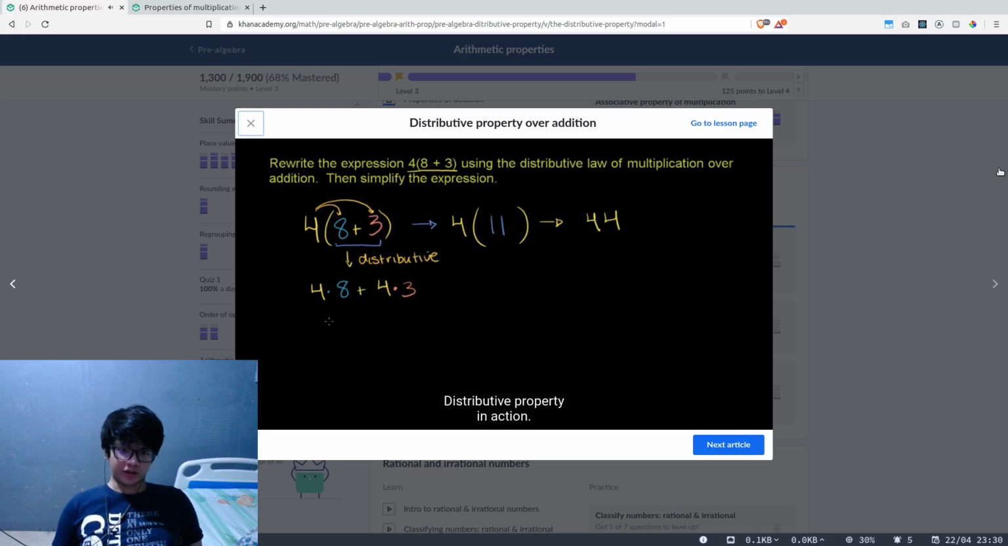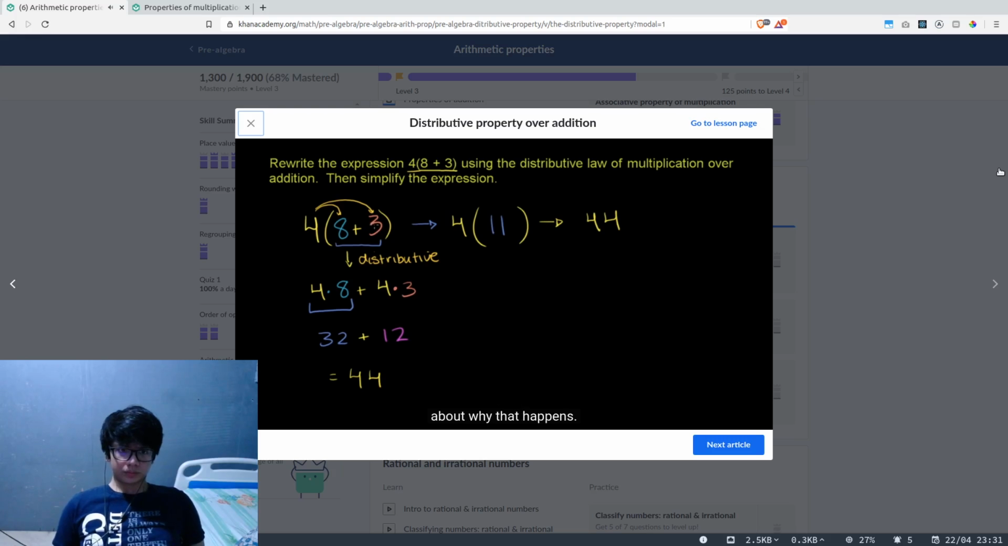Distributive property in action. And then when you evaluate it, I'm going to show you in kind of a visual way why this works. But when you evaluate it, 4 times 8 is 32. And then so we have 32 plus 4 times 3. 4 times 3 is 12. And 32 plus 12 is equal to 44. That is also equal to 44. So you can get it either way. But when they want us to use the distributive law, you would distribute the 4 first.